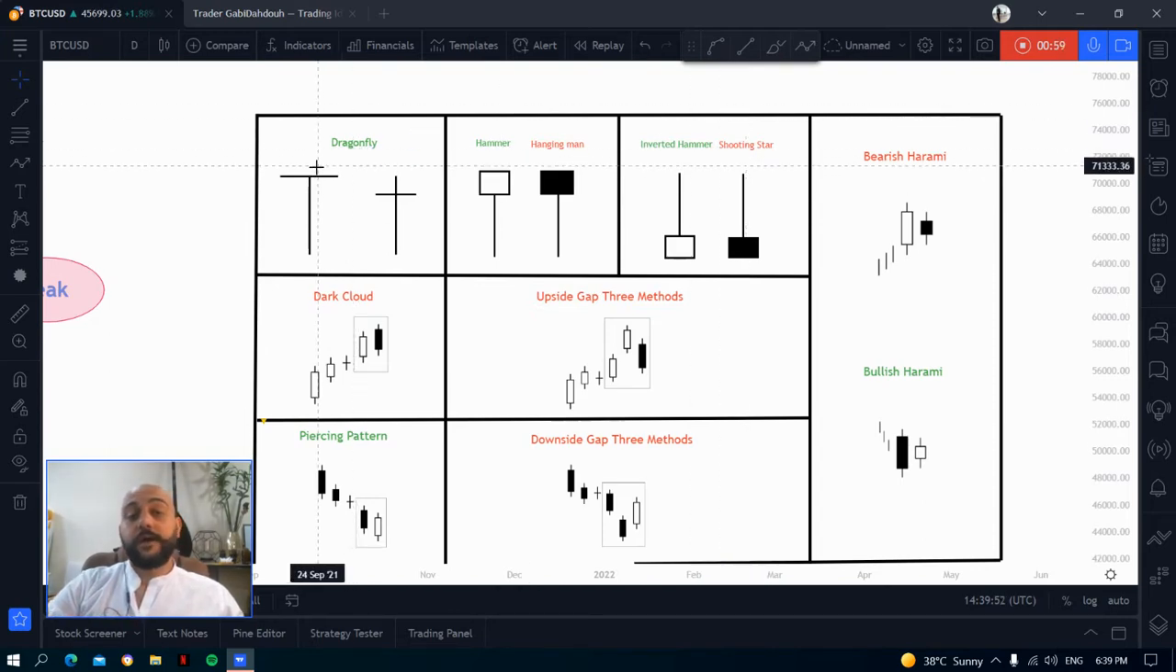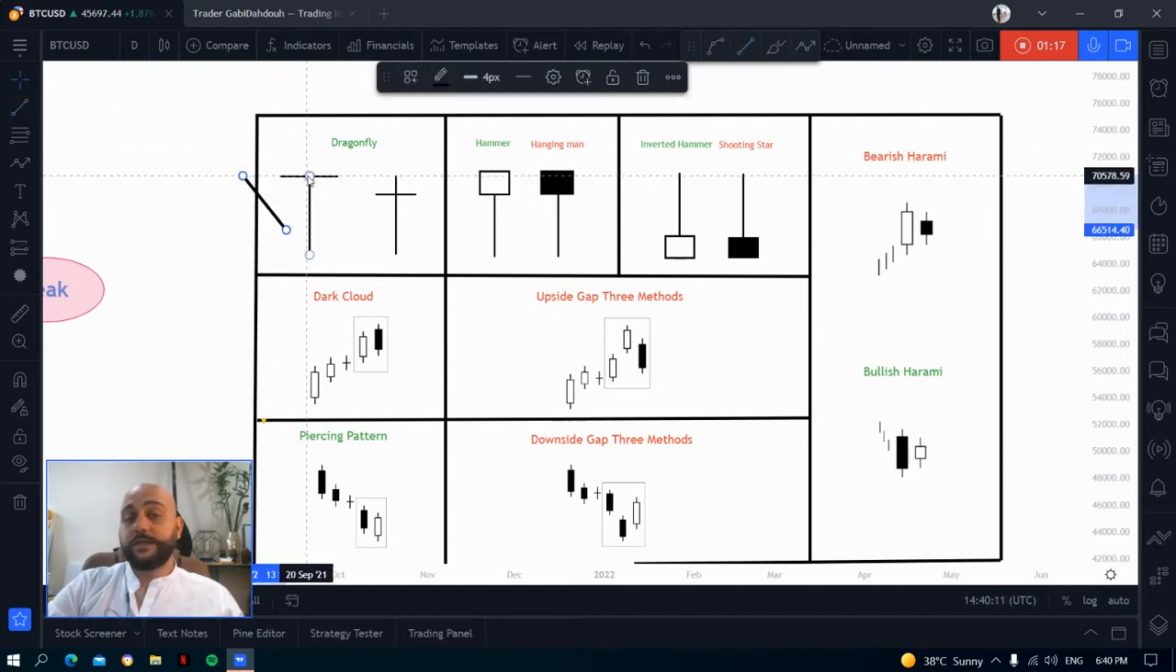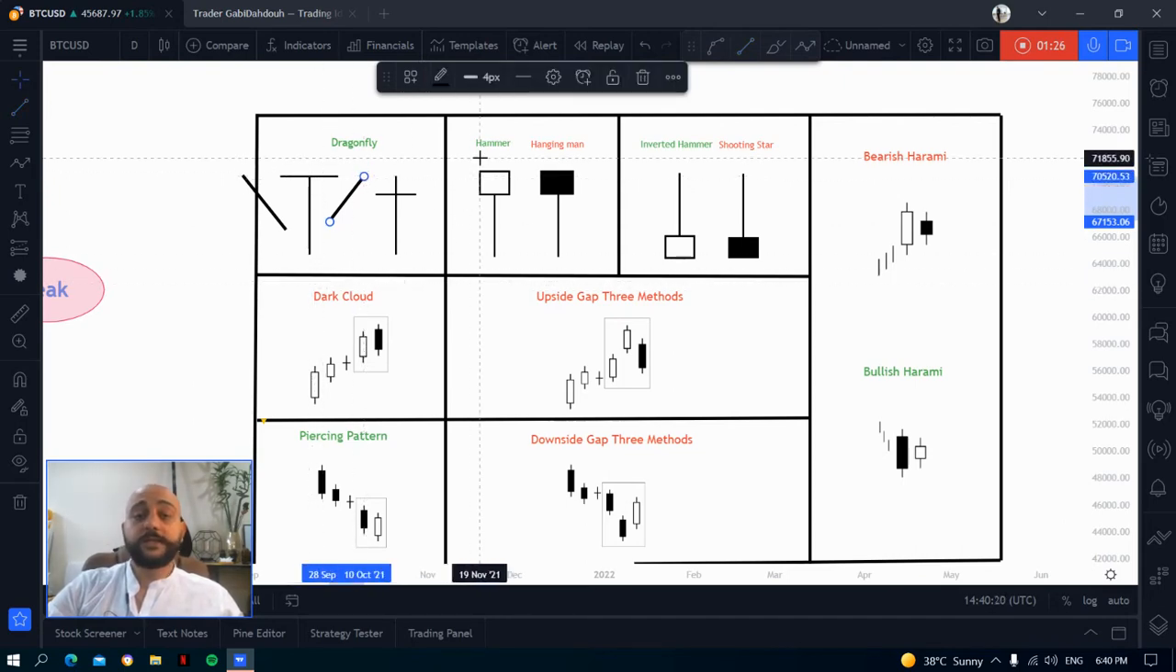So a dragonfly, we've seen it in our last video. It usually tells us that the market opened and closed at the same spot, but there was huge seller power. So what does this mean basically? It's a bullish reversal pattern. So let's say the market is actually dropping down like this. We see this pattern, we see that there's potential for buyers to go in, which could indicate the market actually going up. Now, let's talk about the hammer and hanging man.